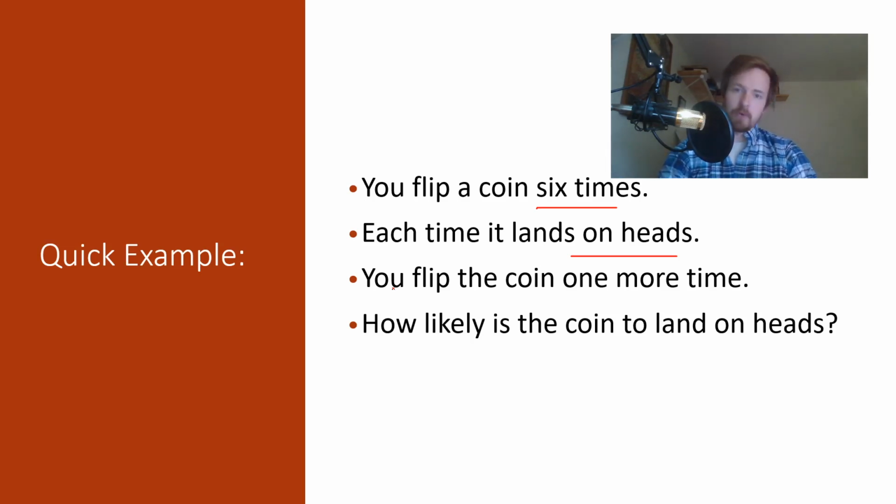you flip a coin and it lands on heads. You flip the same coin, it lands on heads. You flip it again, it lands on heads. You flip it again, again, and again, and every single time it lands on heads. So you flipped it 6 times and it always lands on heads. Then you flip it one more time. Before you look at it, what is the likelihood, or the probability, that the coin has landed on heads? I'll let you think about it for a second.